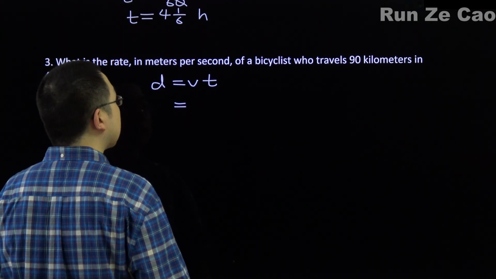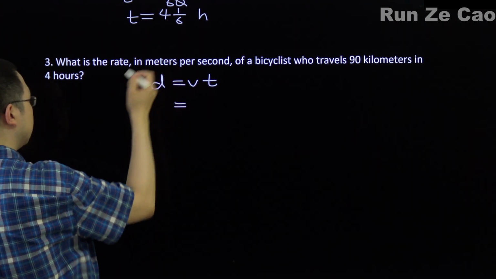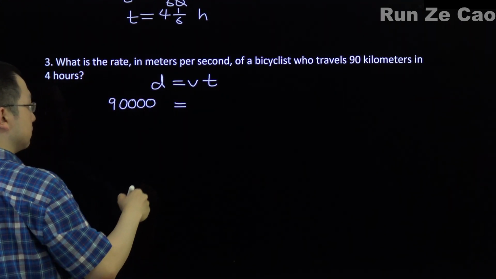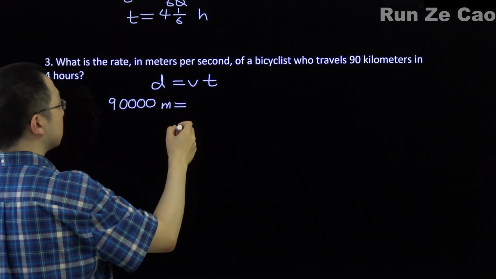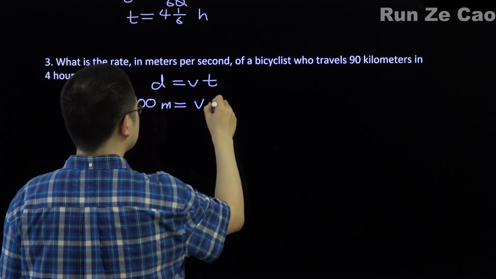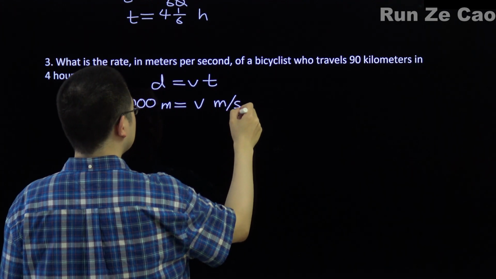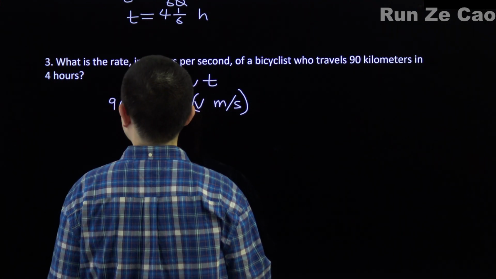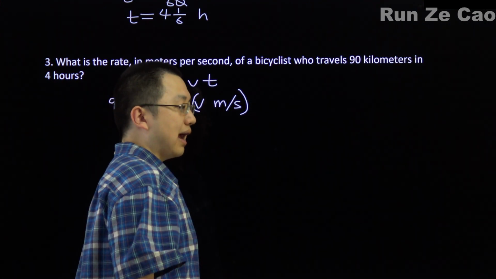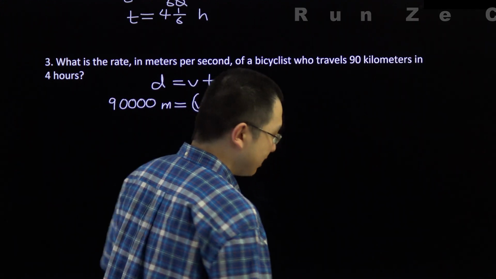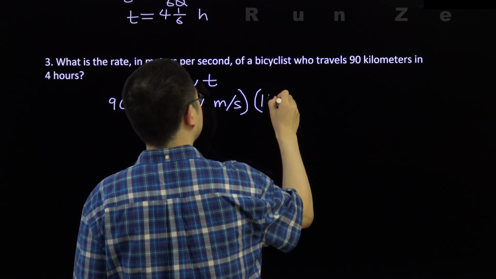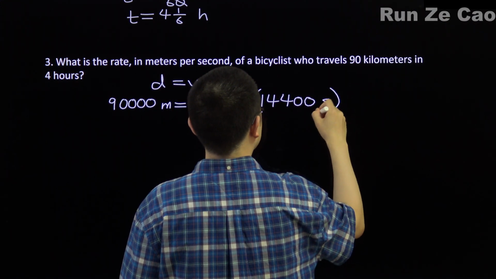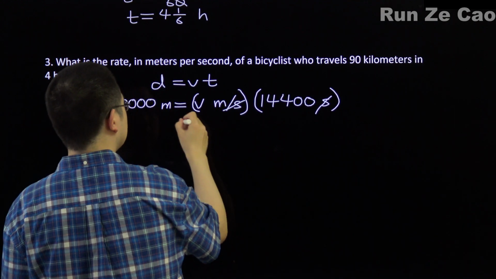So, 90 kilometers, also known as 90,000 meters, is equal to v meters per second, multiplied by time in seconds. 4 hours is 4 times 3600. That's 14,400 seconds. So this way the seconds cancel out.